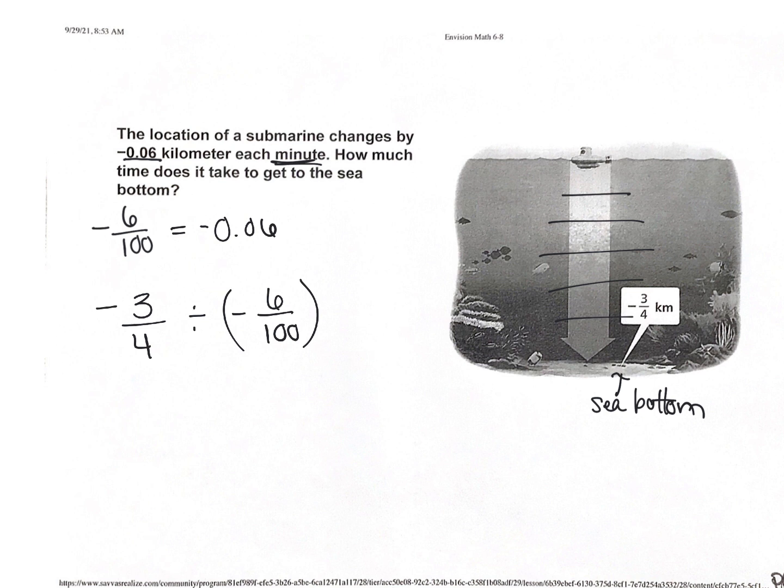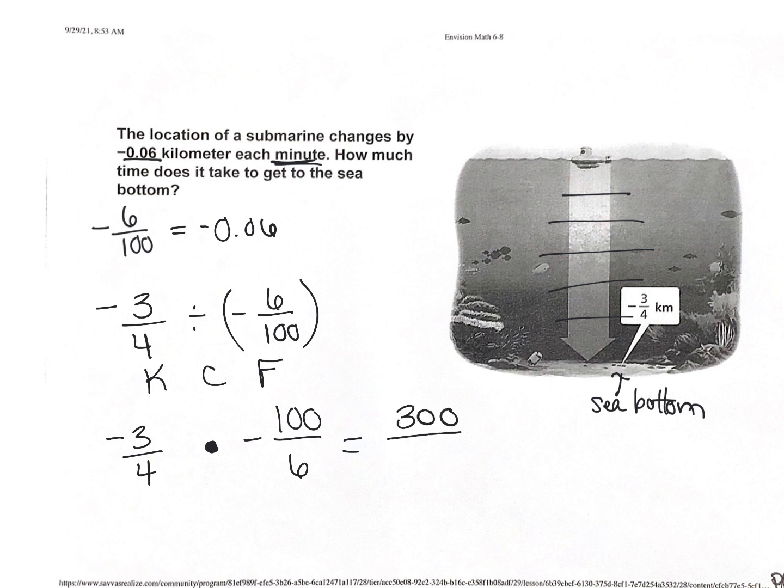Now we're already in our fractions. They're proper fractions, but they don't have a mixed number, so we can leave them as is. And so we're going to do our keep, change, and flip. We keep the first number, negative 3/4. We change this to multiplication, and we flip this fraction to negative 100 over 6. Now we multiply across. Negative 3 times negative 100 gives us a positive 300, and 6 times 4 gives us 24.